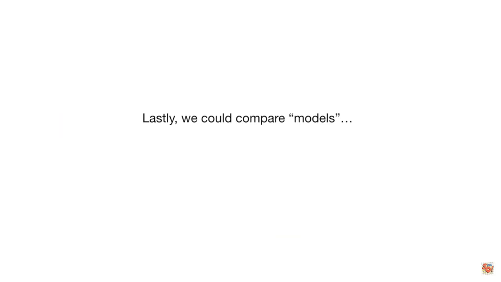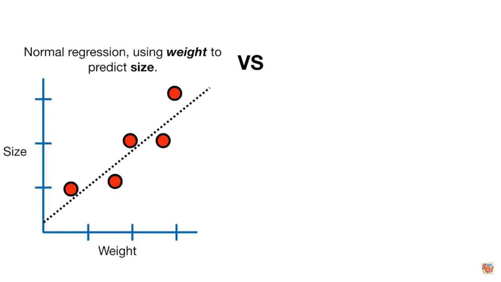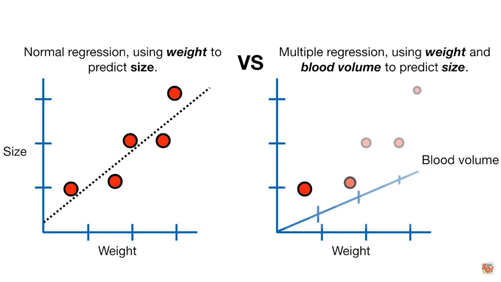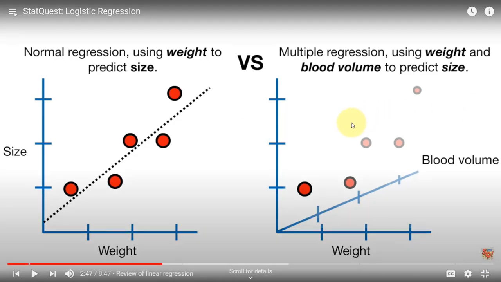Lastly, we could compare models. So on the left side, we've got normal regression using weight to predict size. And we can compare those predictions to the ones we get from multiple regression, where we're using weight and blood volume to predict size.